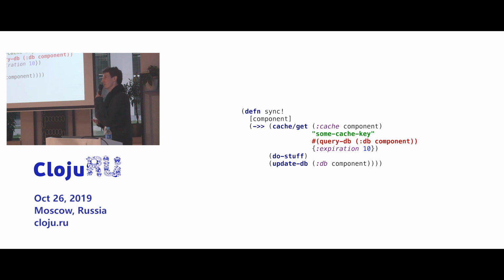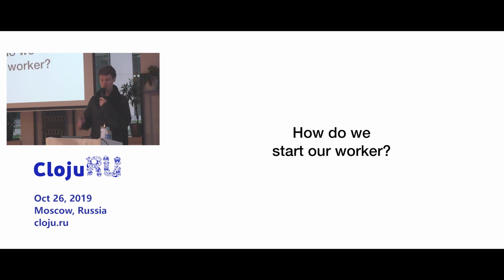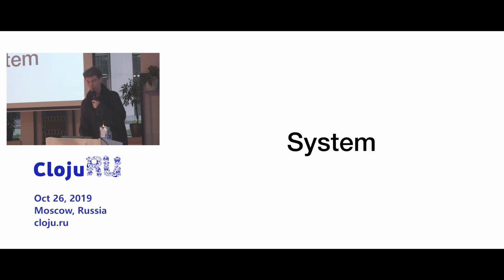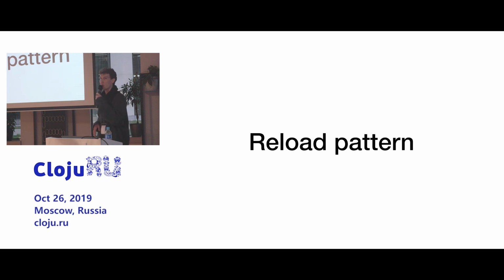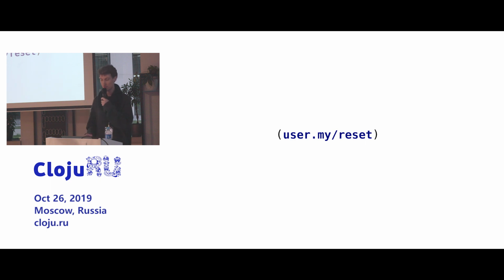So the next question would be, okay, we defined our components, our parts, but how does the app work? What should we do with them? How do we start a worker? Enter system. We have a system which we define like app, we sometimes use metrics, and we start the system. A system is a combination of parts. We also use at Flocktory a so-called reload pattern from Stuart, or even before him, so in the REPL, if we have changed the code, we can reload it, restart the system, and test it, which is usually done by this code.